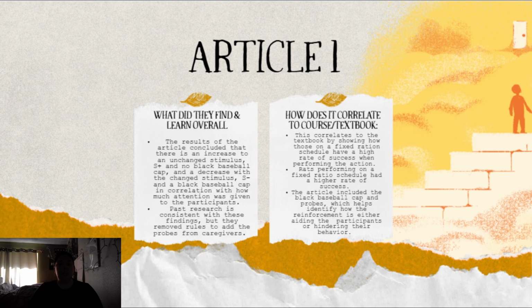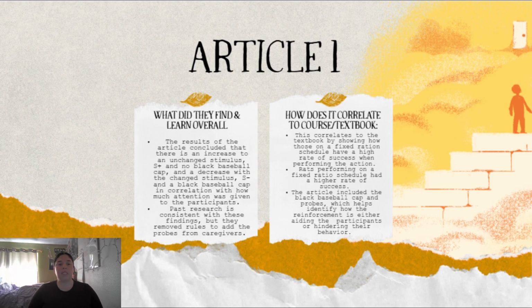This correlates to the textbook by showing how those on a fixed ratio schedule have a high rate of success when performing the action. Rats performing on a fixed ratio schedule had a higher rate of success. The article included a black baseball cap and probes, which help identify how the reinforcement is either aiding the participants or hindering their behavior.